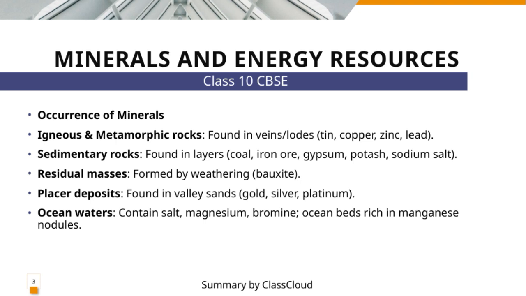Then there are residual masses, which are formed through weathering processes. An example of this is bauxite, which is the primary ore of aluminum. We also find placer deposits, which are accumulated in valley sands. These are rich in gold, silver, and platinum. These deposits are usually the result of erosion and the natural washing away of heavier minerals.